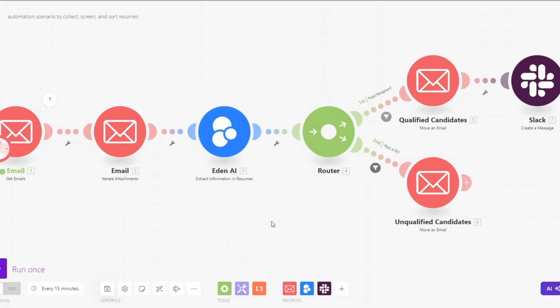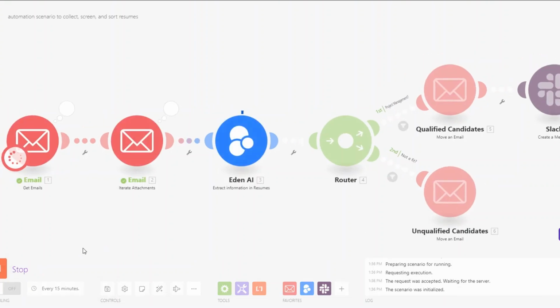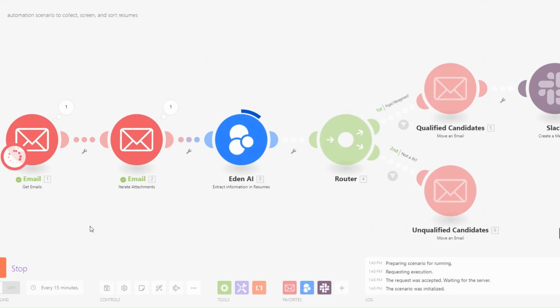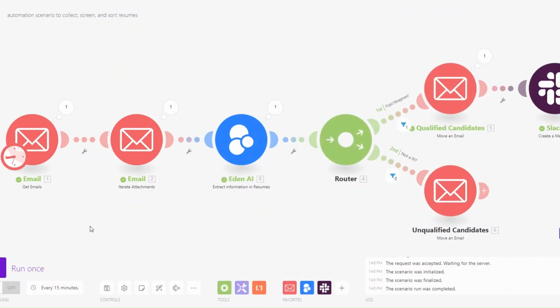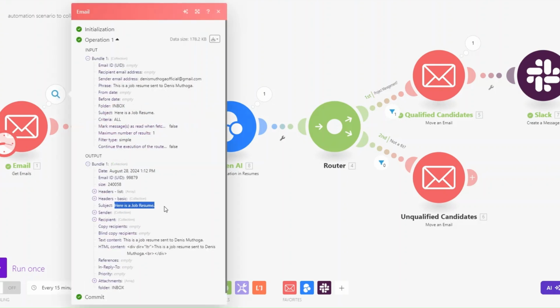Let us run it and see if the automation will get the resume, scan it, and then add the candidates to the qualified candidates folder, and then send a message to our team via Slack. To test our automation, I'm going to click on run once. Our automation ran successfully.